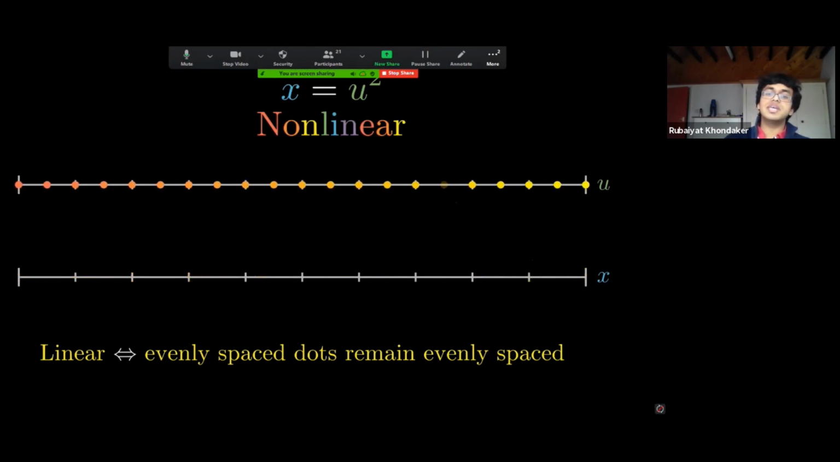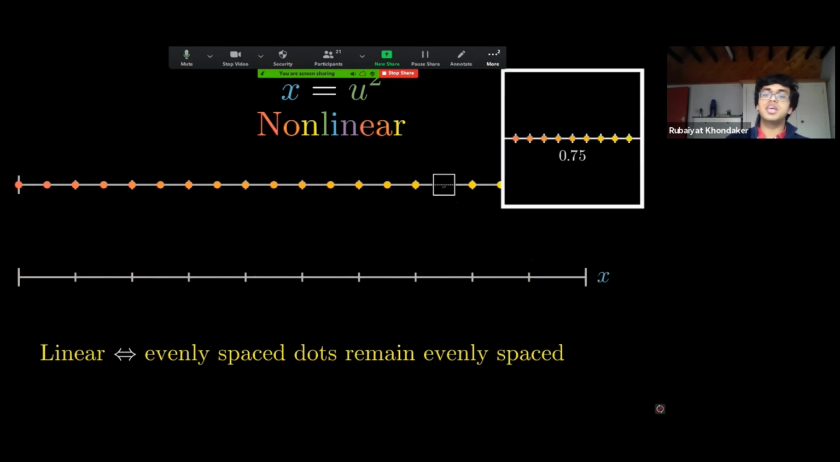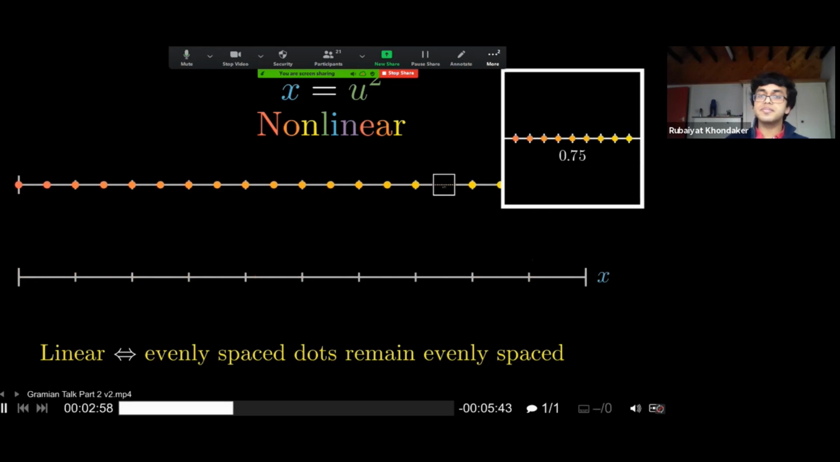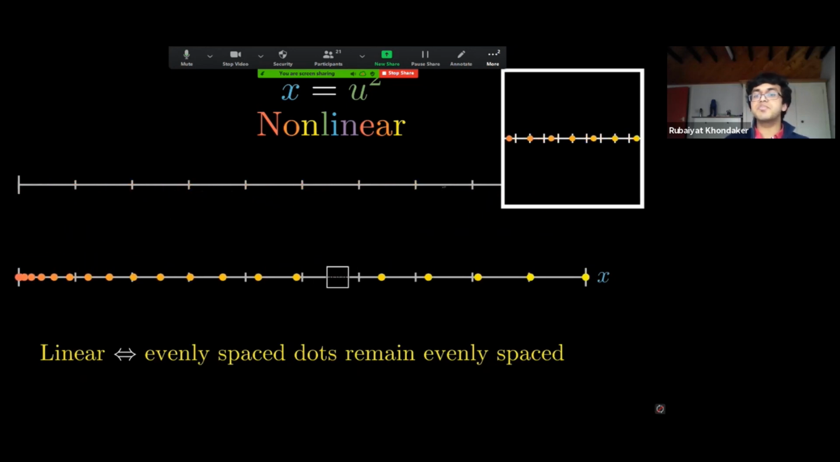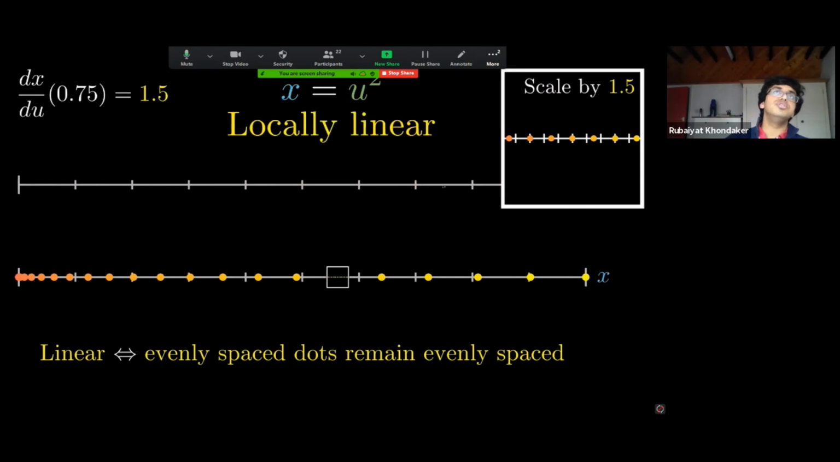But what we can do is zoom in around a particular point. So here I'm zooming in around 3/4. And watch what happens in this square here. It looks pretty linear around here, right? It looks like a scaling by about 1.5. So this is the original position, and this is about 1.5. And actually, that's what it means for the derivative at 3/4 to be 1.5. It means that change in x is about 2u times change in u, so 2 times 3/4 is 1.5.